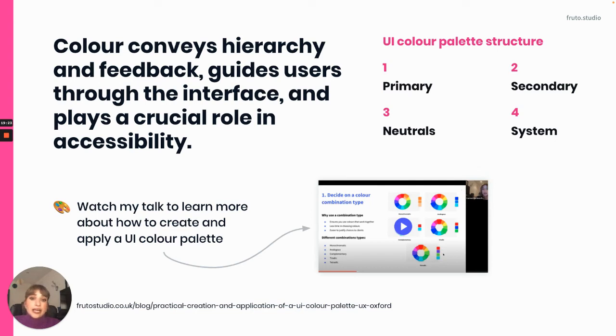You will also need an array of neutrals. Usually there's some sort of gray. And elements such as forms, functional icons, cards, shadows, and text usually use these colors. Finally, you'll need system colors. These will be used in error, success, and warning states.